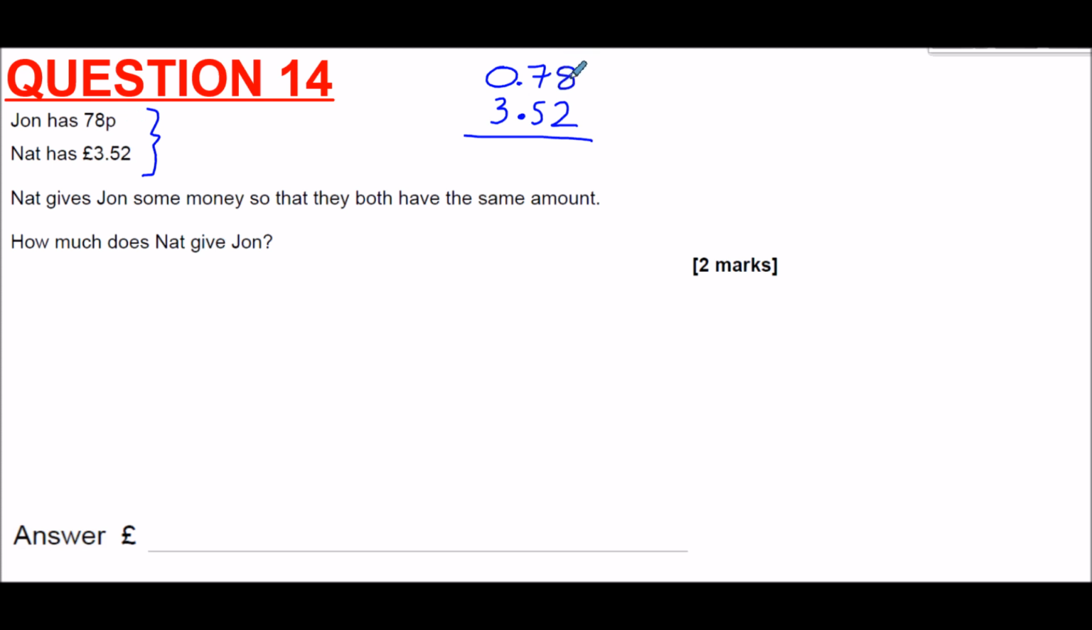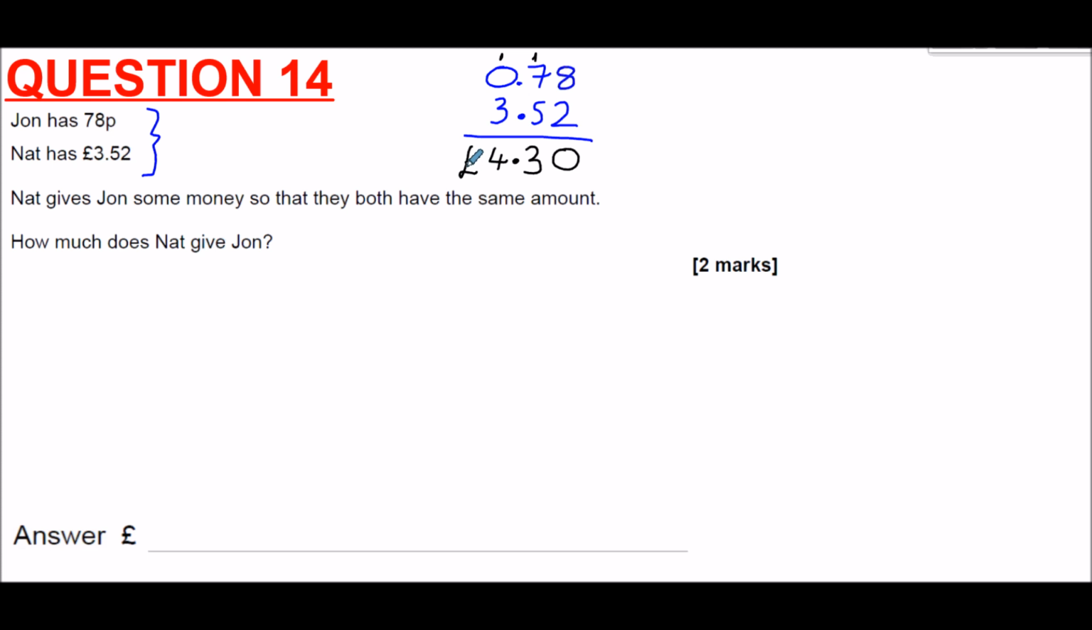So 8 plus 2 is 10. So put down a 0 and carry a 1 along. 1 plus 7 is 8. Plus 5 is 13. So put down the 3 and carry over the 1. And finally 1 plus 3 is 4. And then we're done, as long as we make sure that if we've got decimals here, they line up on the answer line as well.